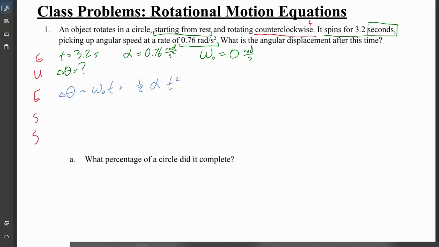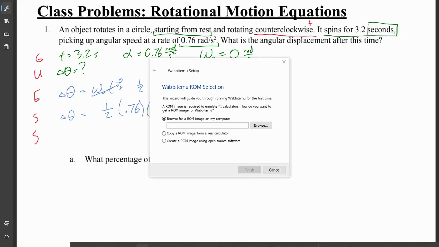All right. Substitute. I'll just plug stuff in. Okay, we're looking for delta theta. Omega naught is 0. Oh, so that means this whole term is going to go to 0 since we're multiplying it by a 0 right there. So then it just goes to 1/2 alpha t squared. So 1/2 times alpha 0.76 times t 3.2. That gets squared. Okay, last thing we need to do is solve.